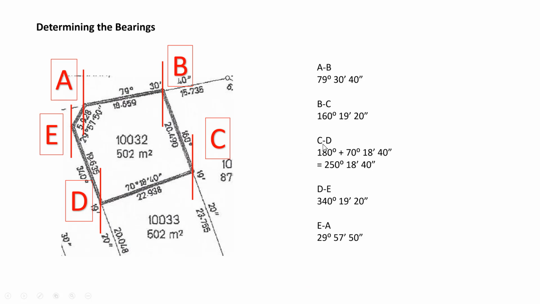All right. So this piece of land, usually in the land grant, we will be given a piece of land like this, and then we have a measurement in terms of the length, this 18.659 meter, as well as the bearing. We call it bearing 79 degree 30 minutes and 40 seconds.